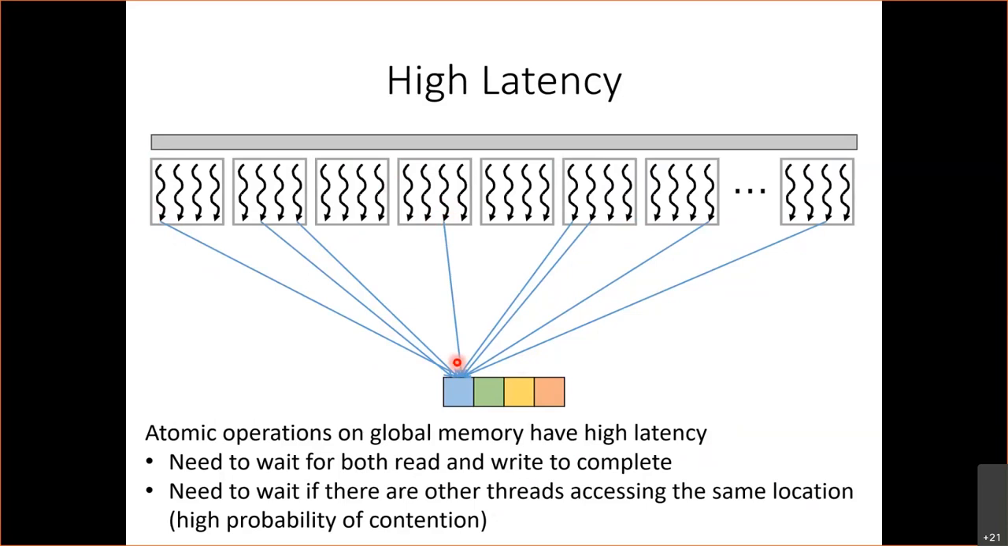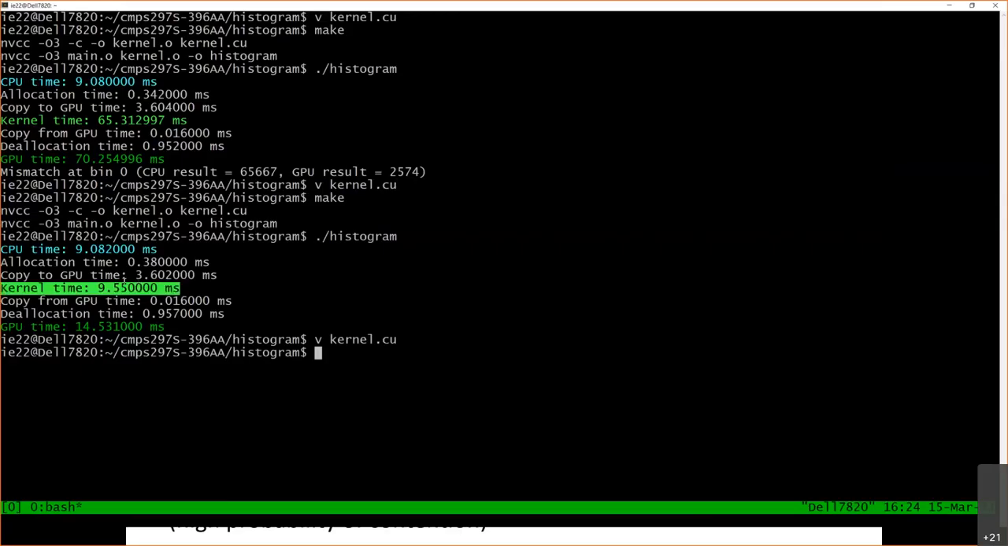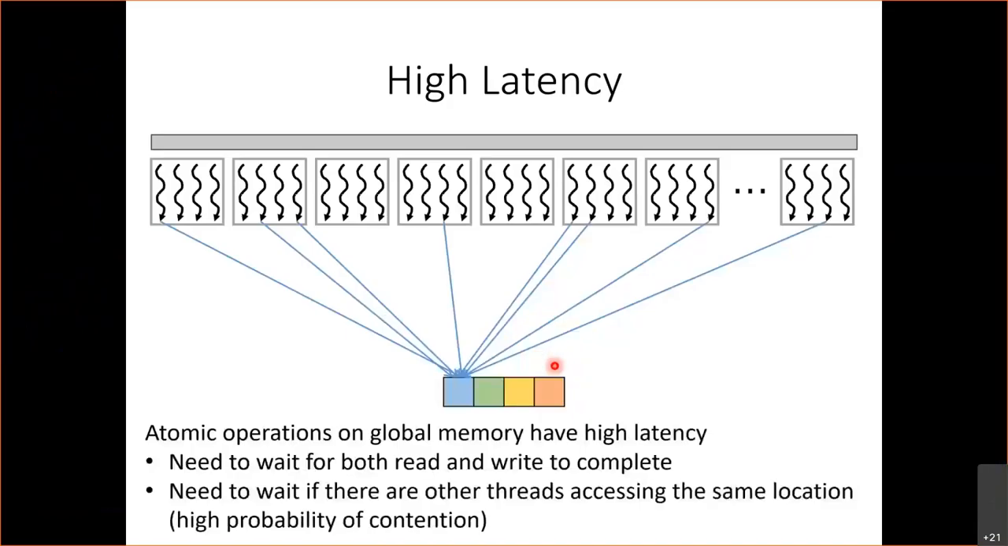So obviously, these atomic operations take a very long time to complete. And what we would like to do is optimize this so that we can do better than 9.5, comparably or even worse to what the CPU is doing. And the first optimization that we'll talk about in order to do this is called privatization.